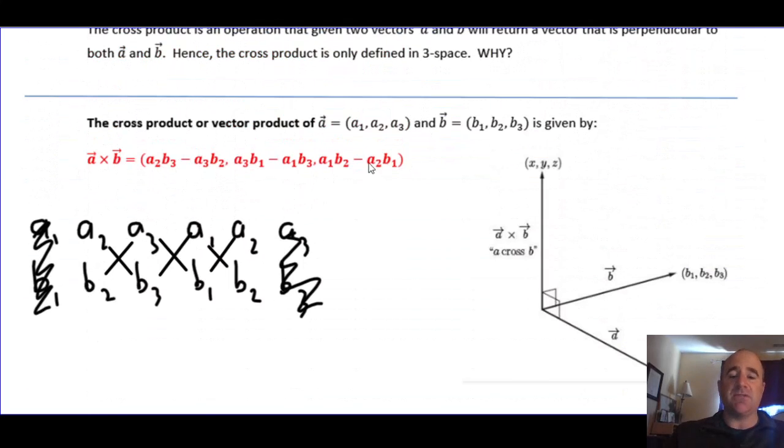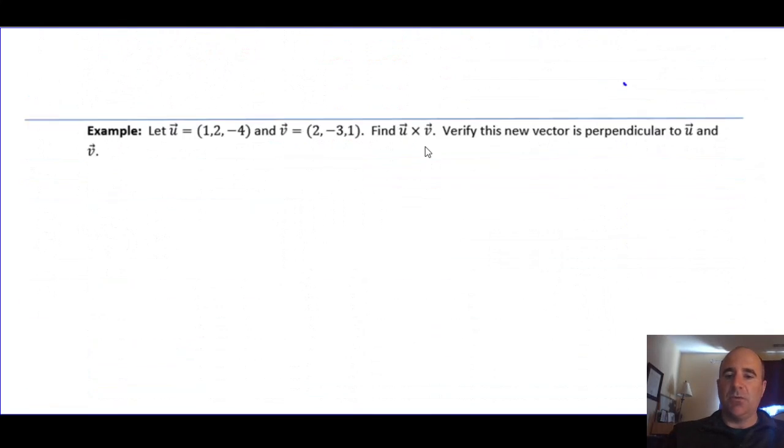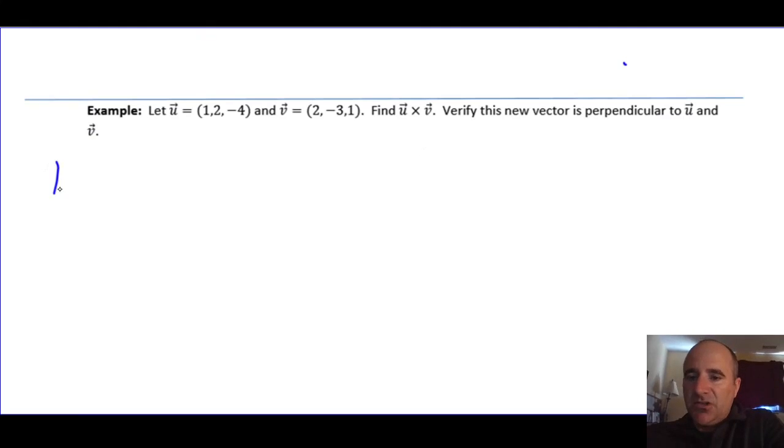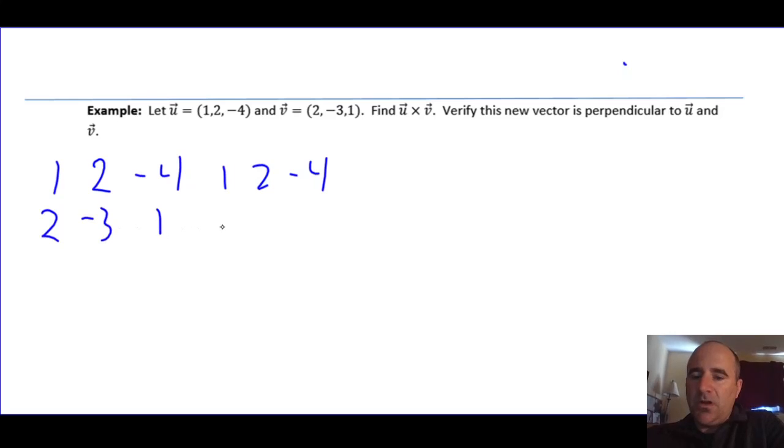Now you don't actually have to use this formula, but the resulting vector we're going to get is going to be from this formula. Rather than using the formula the way it is, this is what I recommend: we write vector u twice, 1, 2, -4, 1, 2, -4. We do the same thing with v: 2, -3, 1, 2, -3, 1. Take the first and the last and just scribble them out.